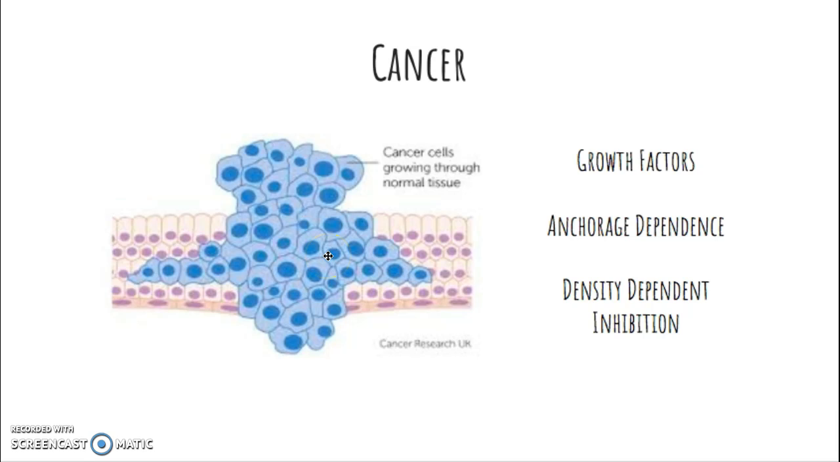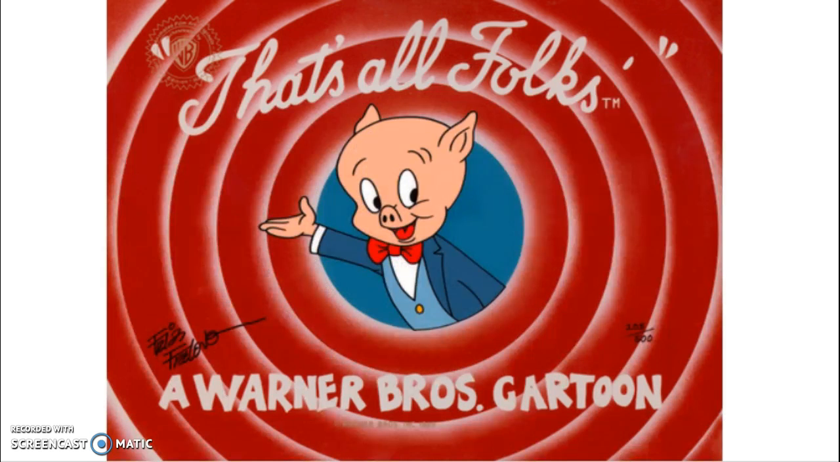So that kind of shows the density dependent inhibition. And then obviously, as stated before, they detach from themselves because they don't have the anchorage dependence, so they kind of just spread wherever they want. And yeah, that's all. Thank you.